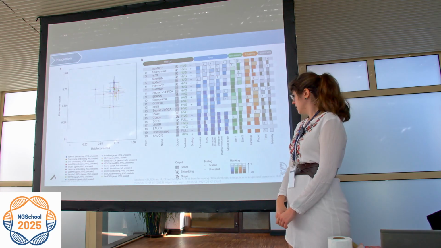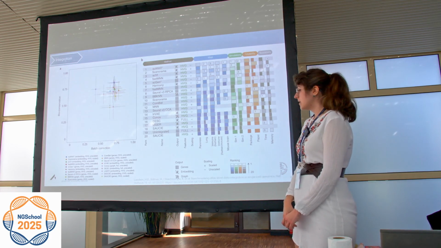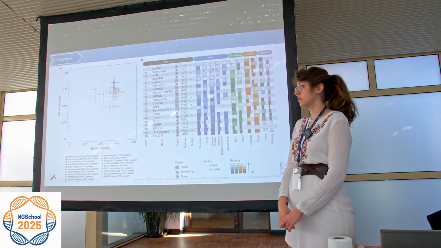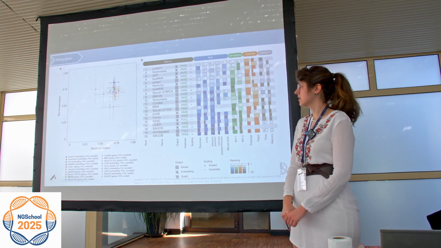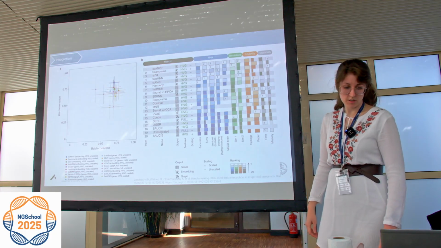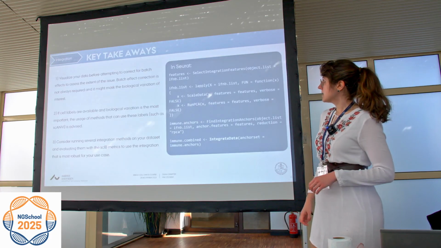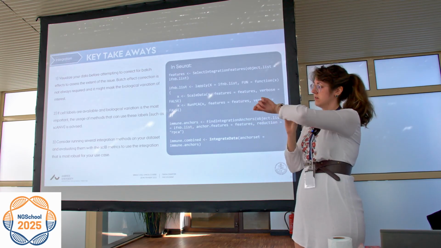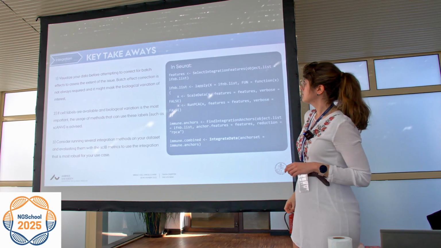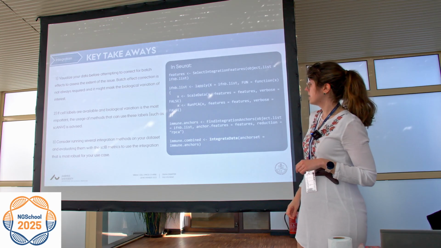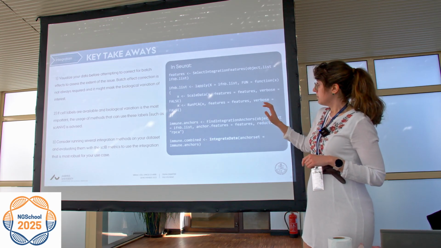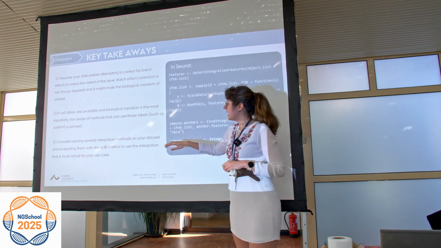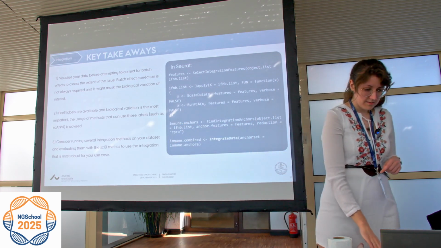How is this package called? scIB, B for biology, scIB. We can talk about it later if you wish. Then, visualize your data so you understand how bad things are. Yeah, you can use scANVI if you have labels, and consider running several integration methods.